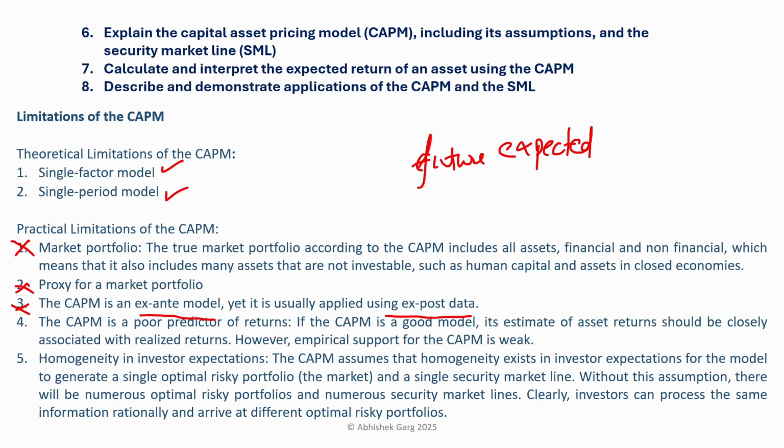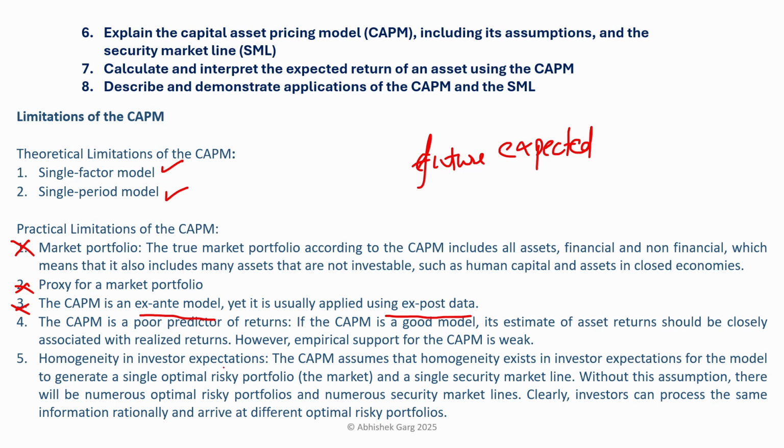CAPM is a poor predictor of returns. If the CAPM is a good model, its estimate of asset returns should be closely associated with the realized returns. But the empirical support for the CAPM is weak. So that means the returns that the CAPM expects are not exactly the returns that are realized over the same period.